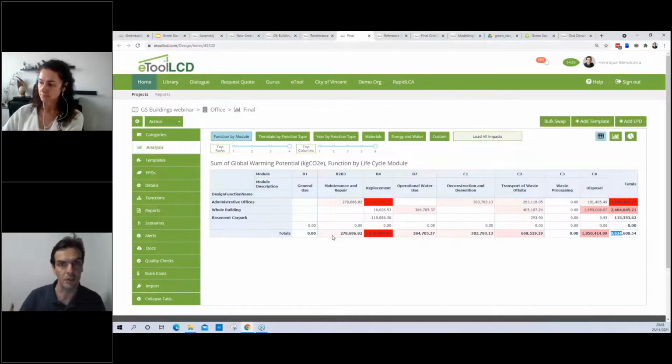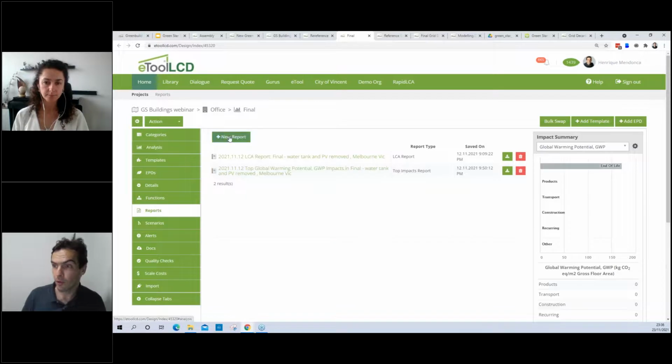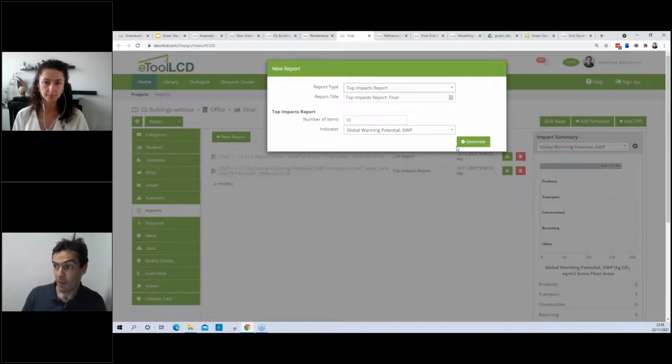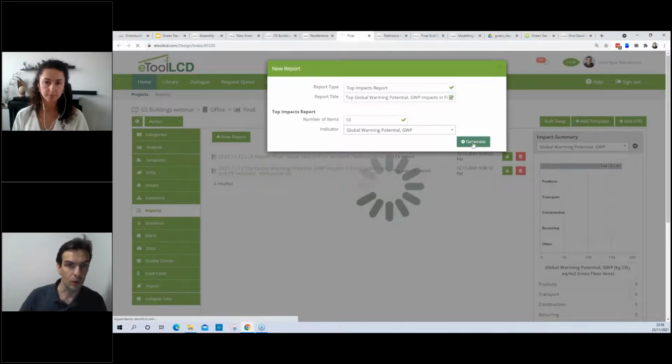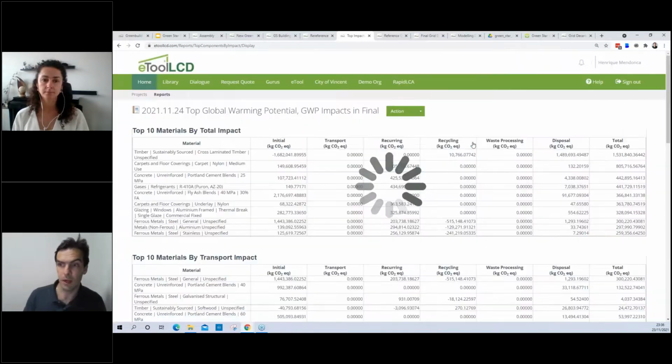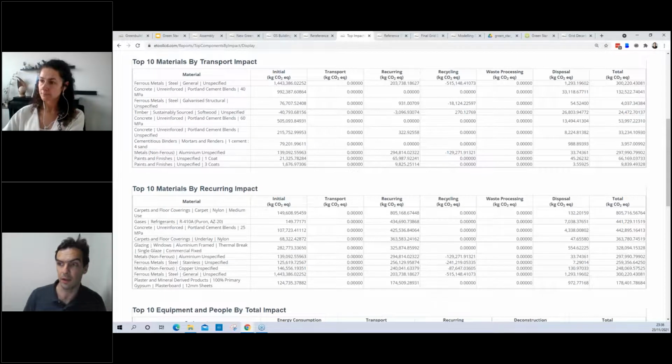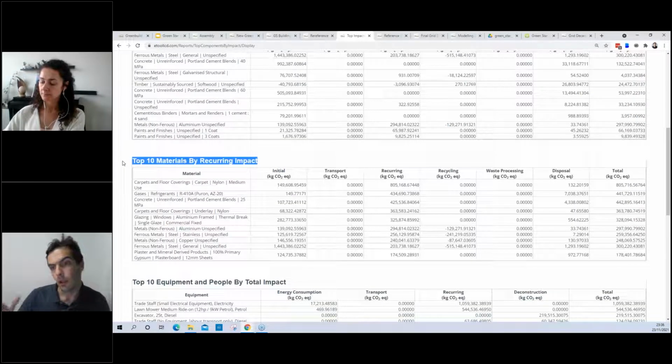If you're doing this at concept stage, you look at the replacement as the top impact, and then you can look at, for example, the top impact report to understand where these impacts are coming from, these replacements, or the majority of the impacts, the hotspot areas. You can play with the automated reports to understand recurring impacts, which was highlighted as one of the top areas that we need to offset.